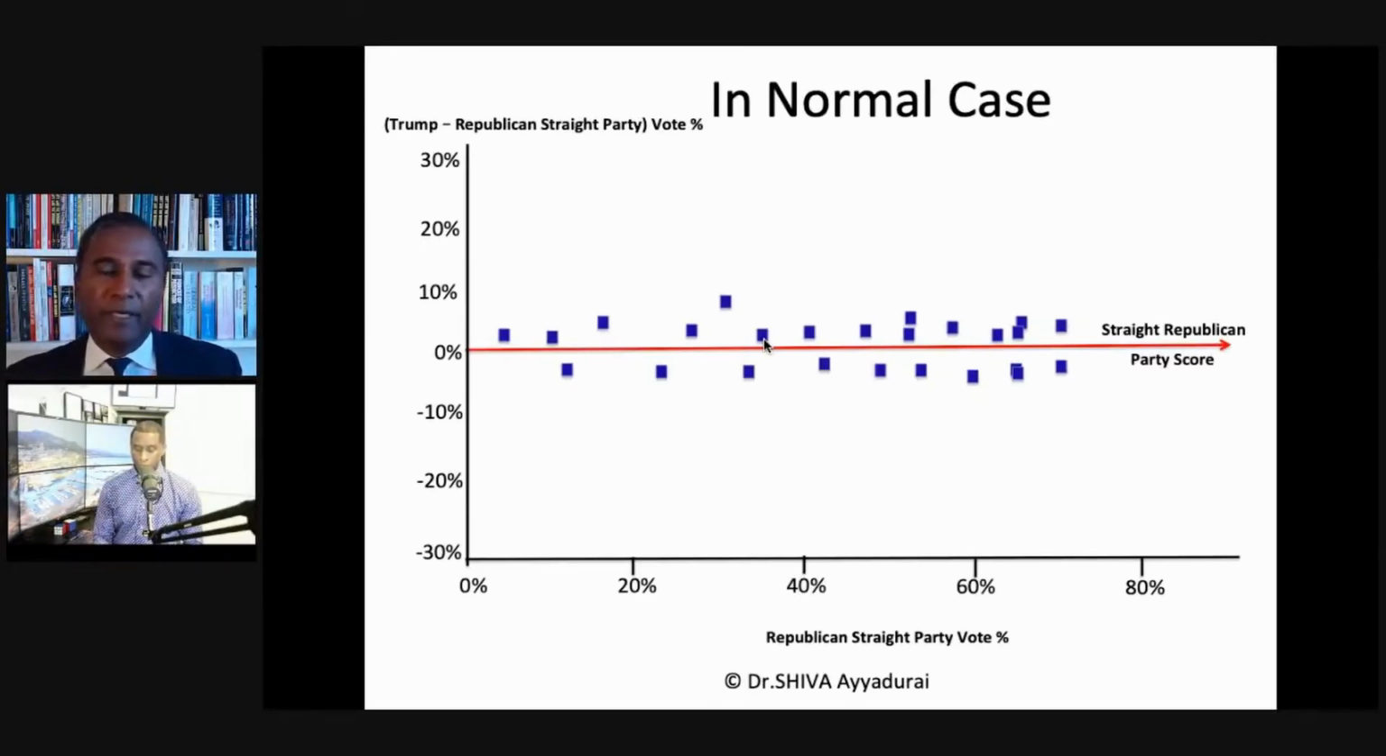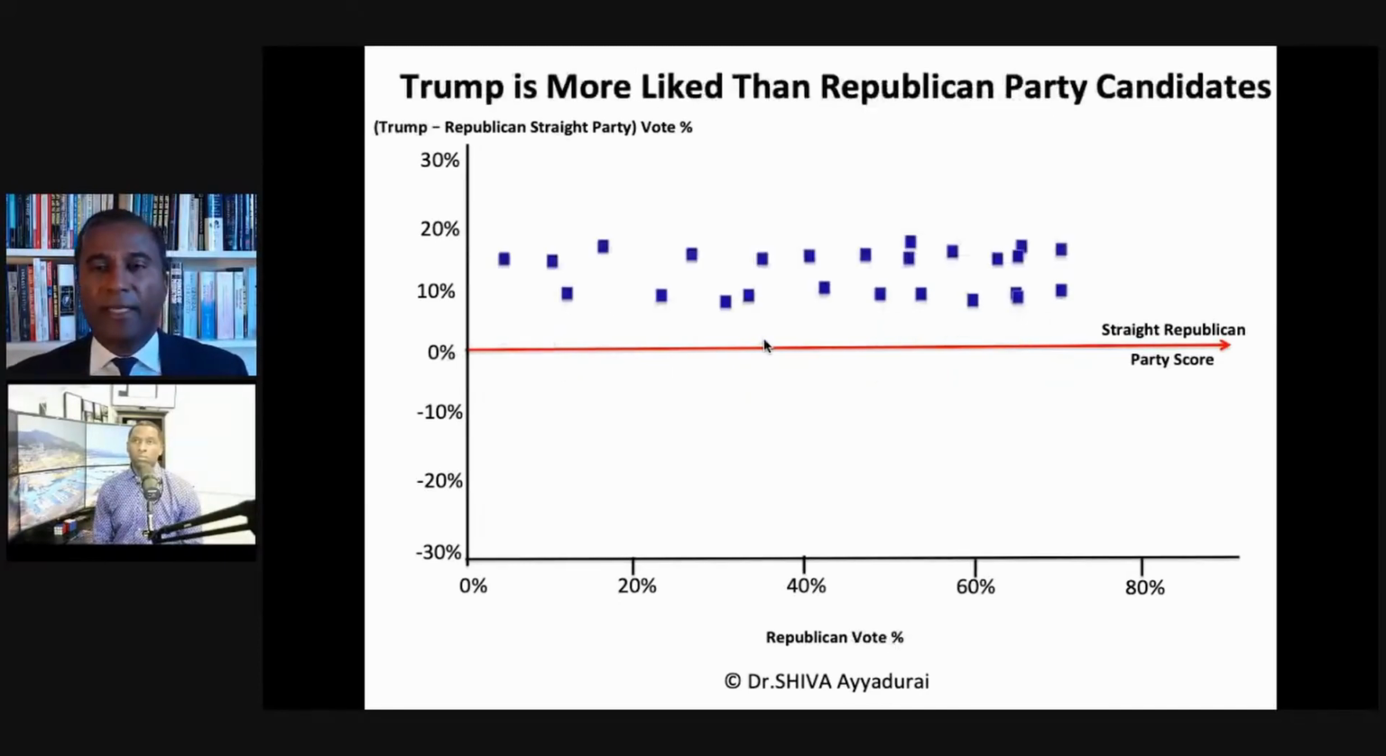Remember, maybe he was getting more votes from others, okay? In that case, the graph would look like this, right? And this is a situation where Trump is more liked than Republican Party candidates. So if you were just a straight Republican Party candidate, you'd be at 0, but you notice these precinct data saying that, hey, Trump was actually liked more than the straight party, than the general Republican slate that was running, okay? So that gives you an idea of the normal case, and this could be where Trump's liked.